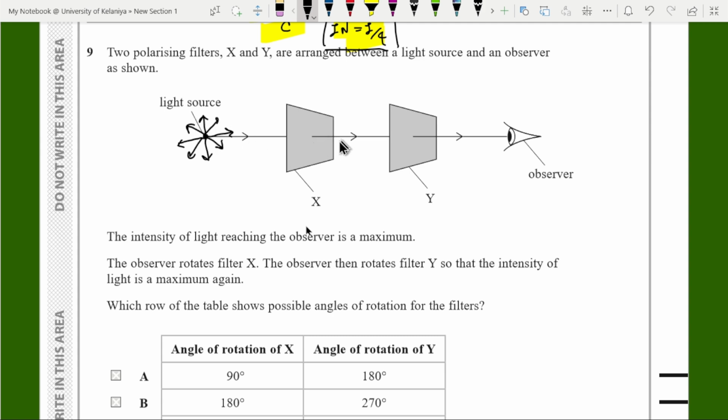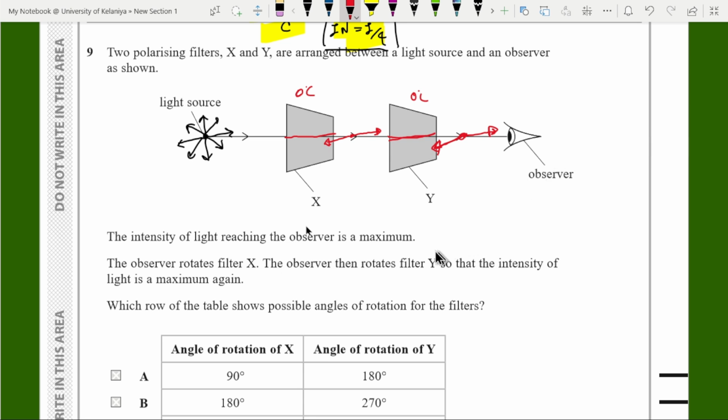Then what will happen? Suppose the transmission axis of this polarizing filter is like this, then it will give us polarized light like this. All other light will be stuck to this polarizing filter. Then the intensity is maximum, and even in this case we have 0 degrees, we haven't rotated it still, so the transmission axis is like this, and the polarized light over here will pass through even the polarizing filter Y. Then they are telling that it is maximum.